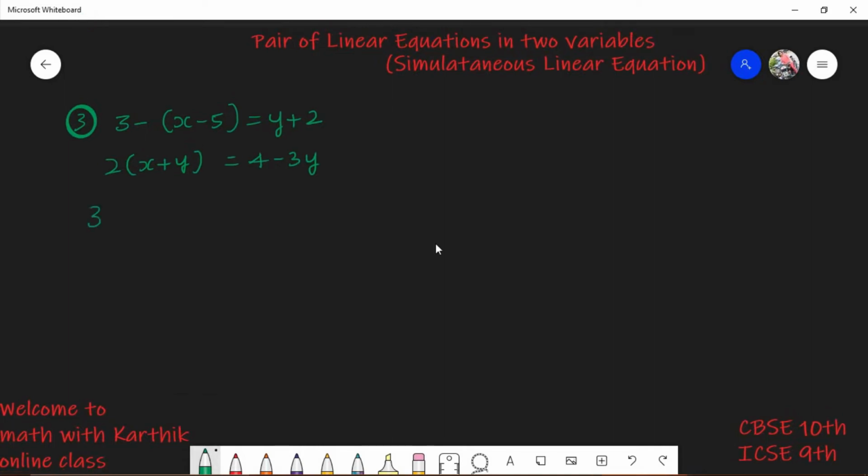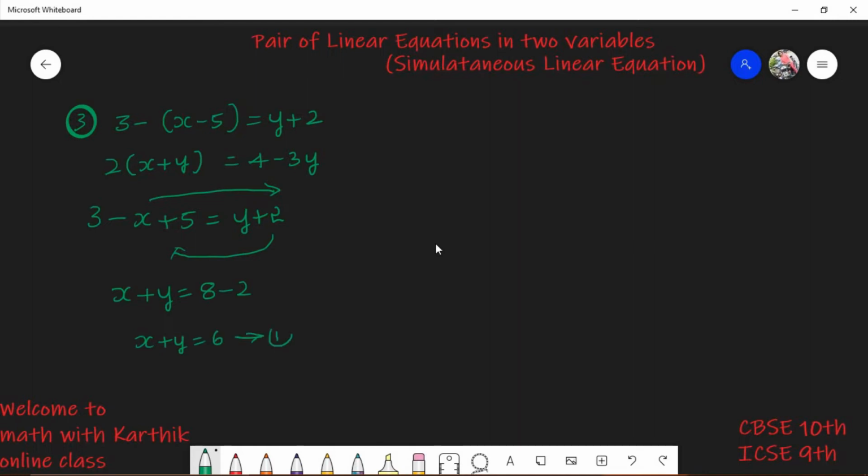So 3 minus, I will send inside, minus x minus into minus plus 5 will be equal to y plus 2. So means I will transfer minus x to the other side and 2 towards left side. So equation becomes x plus y is equal to 3 plus 5, 8, 8 minus 2. So x plus y is equal to 6.